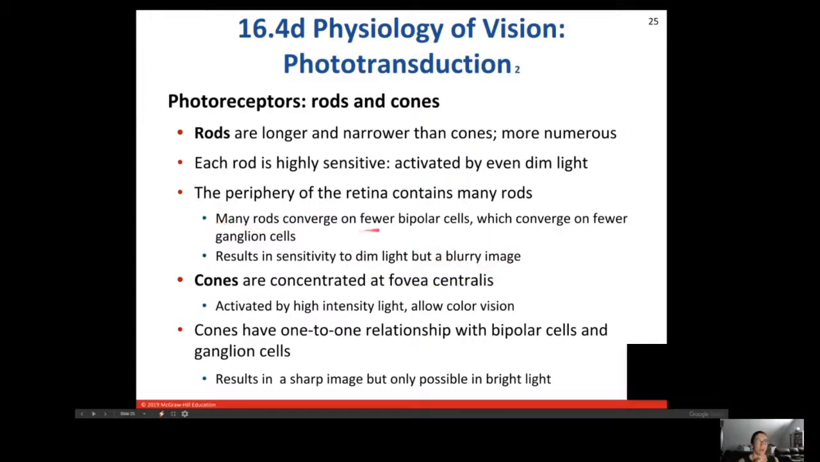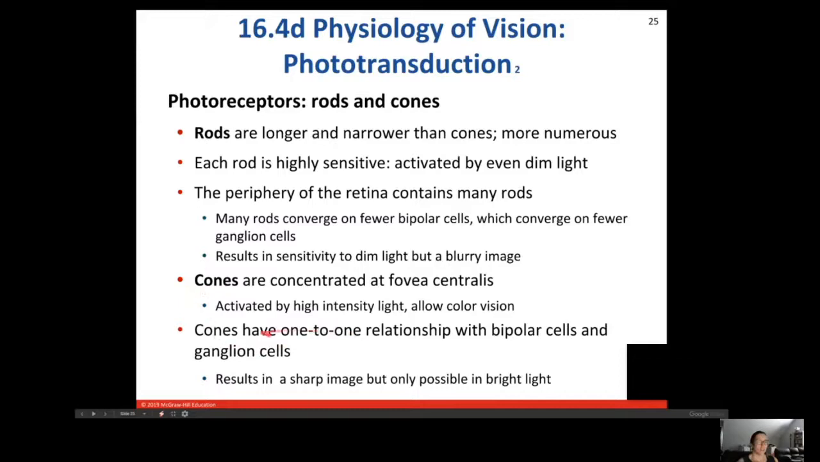Many rods converge on a few bipolar cells. So you have a lot of rods that go to just a couple of bipolar cells, and they converge on just a few ganglion cells. And so each rod is not as precise in its localization. It gives more of a blurry image. So it's very sensitive, but gives you a blurry image, and you don't see color. And we've probably all experienced that.